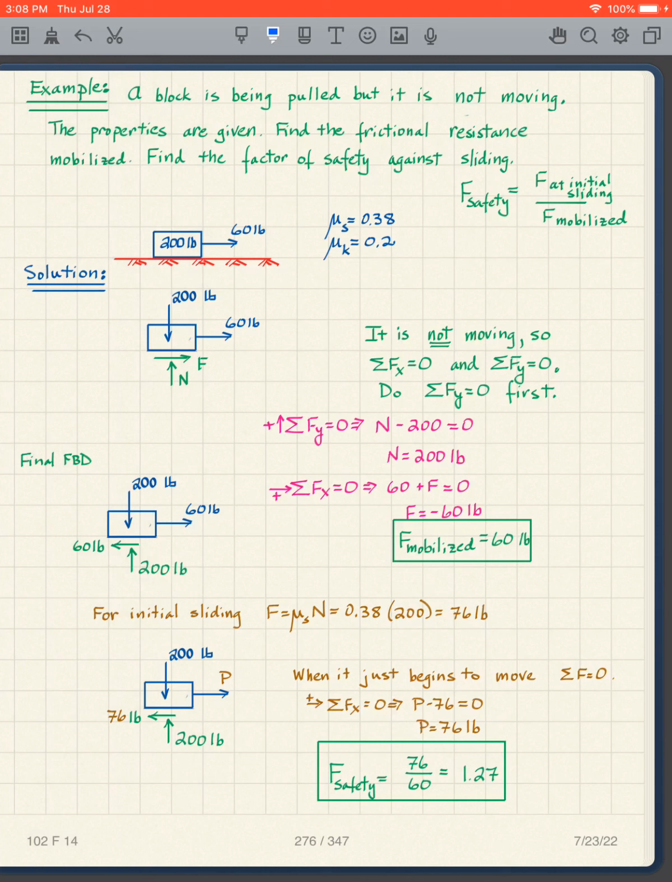So, okay, let's start out with the basic example, which is that we have a block being pulled with 60 pounds, but it is not moving. The properties are given. We've got our mu s and our mu k, and what we want to do is find the frictional resistance mobilized. And then I'm going to introduce this factor of safety against sliding.